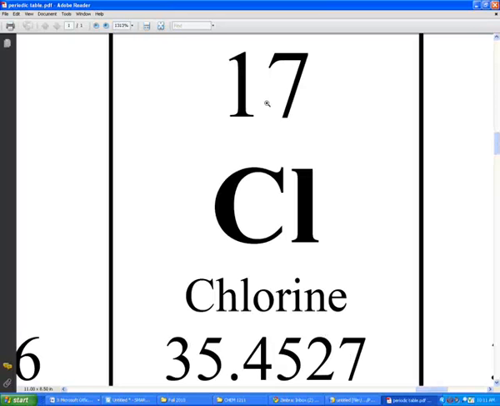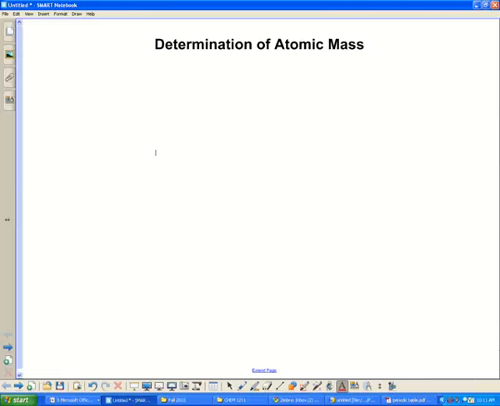Remember that the atomic number is the number of protons in the nucleus, equal to the electrons around it. The mass number is simply the number of protons and neutrons in the nucleus, so it's got to be a whole number. This cannot be the mass number because it's not a whole number by any means. So we've got to figure out where this comes from, and that's what we will do. We said the atomic mass of chlorine was 35.45. Let's just round it to that. So the goal today is to figure out where this 35.45 comes from.